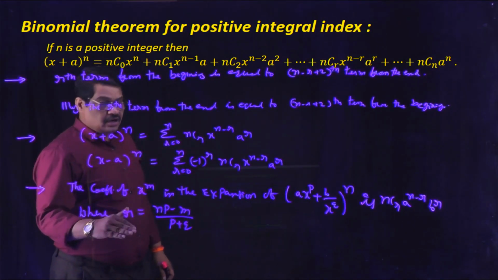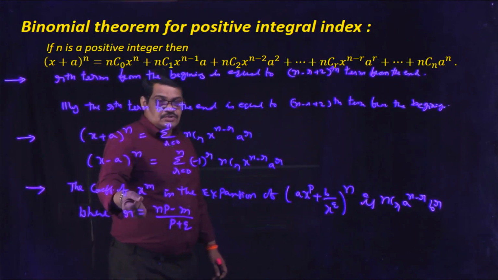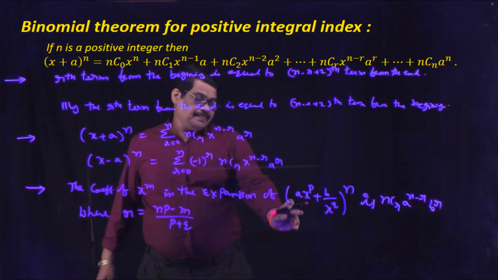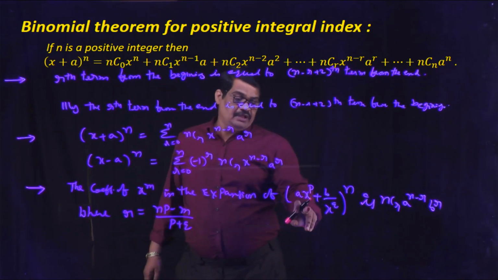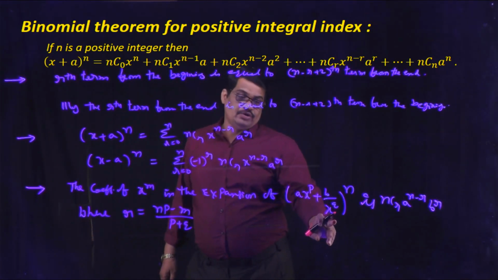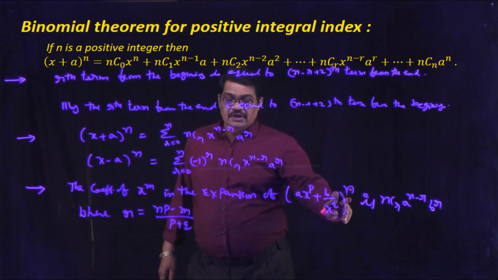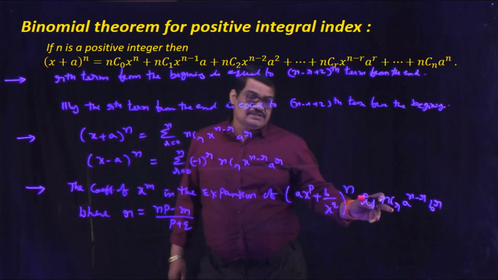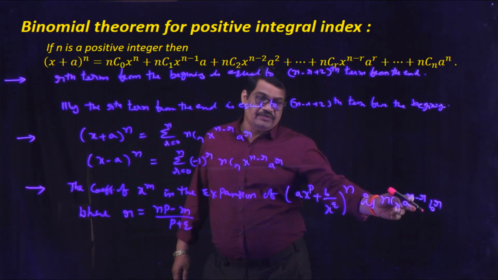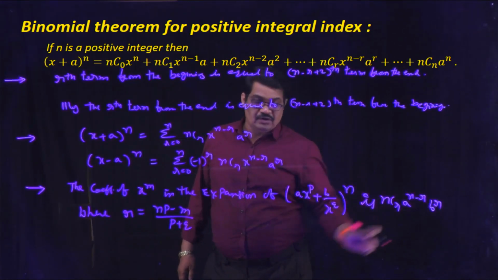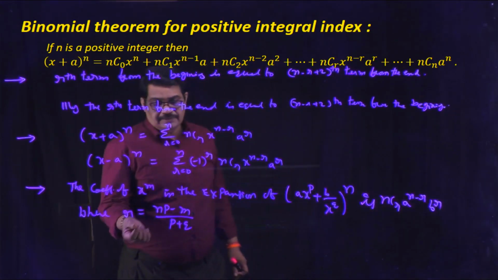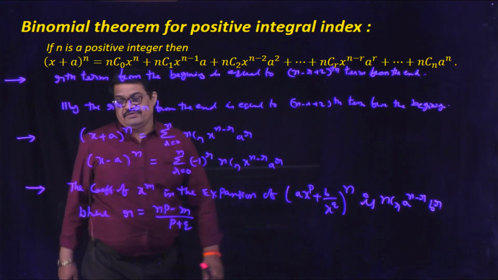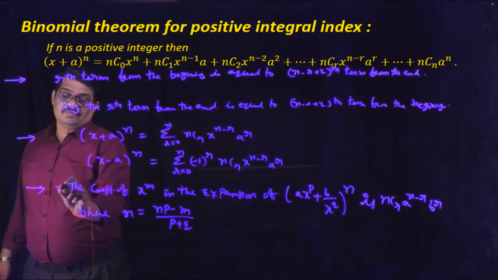After finding r, the coefficient of x to the power of m in this expansion, so the expansion must be like this: (a x power p plus b by x power q) whole to the power of n. Then the x to the power of m coefficient is nCr a to the power of n minus r b to the power of r. Here r is (np minus m) by (p plus q). Okay, it is a very important formula.